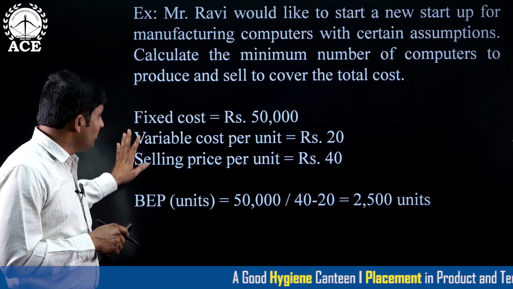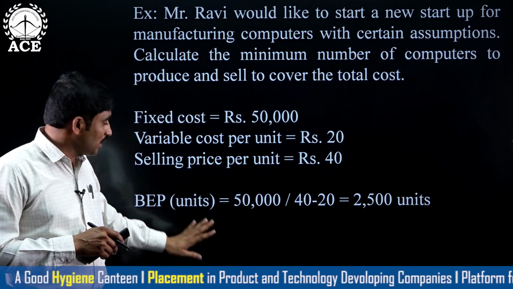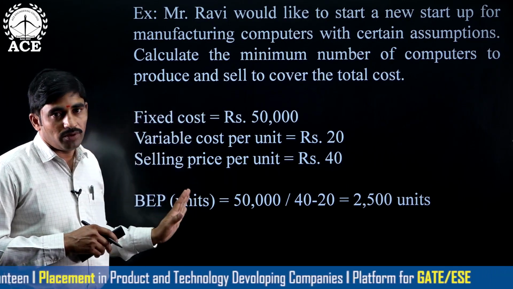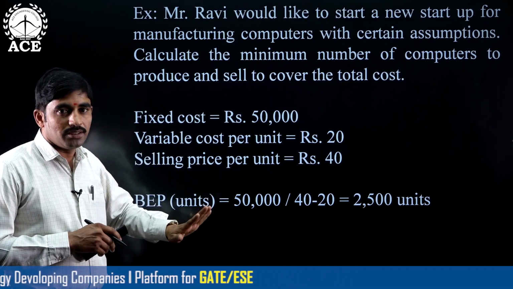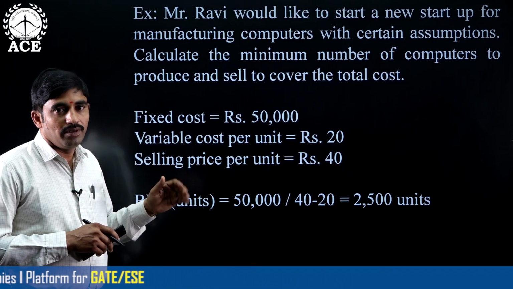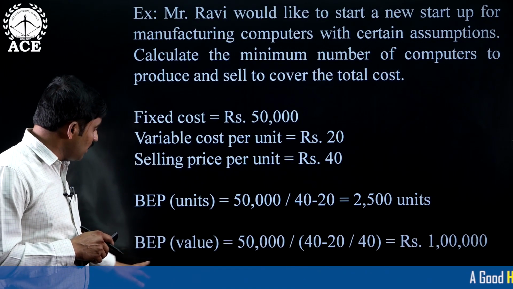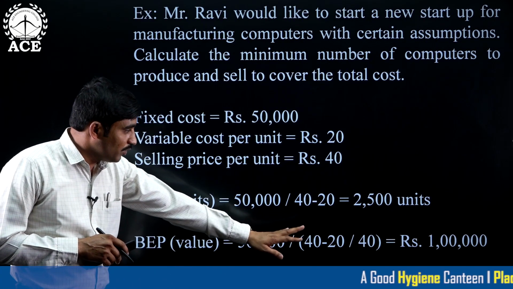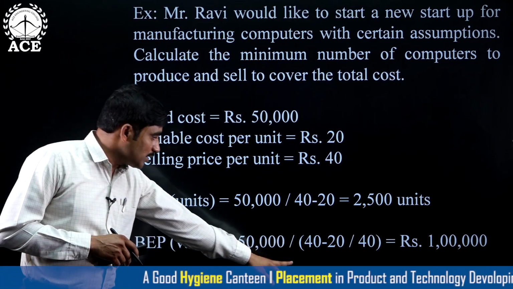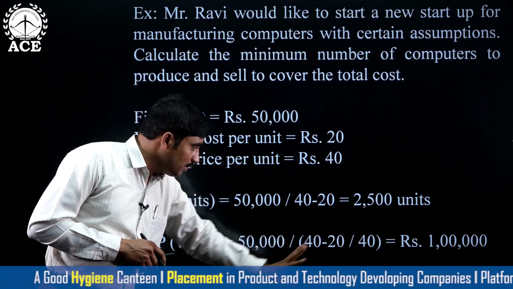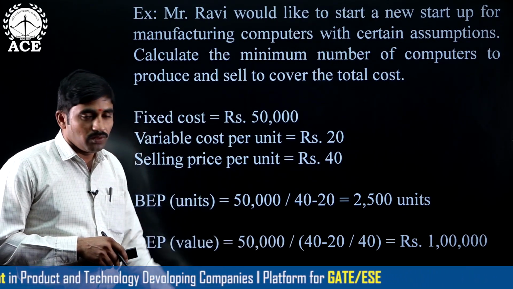It means that he must produce 2500 units to attain the break-even point, where there is no profit and no loss. It means that whatever the cost he has incurred in manufacturing computers will be recovered. And also we can calculate the break-even point in terms of value or currency by using the formula fixed cost by selling price per unit minus variable cost per unit, by selling price per unit, where the break-even point value equals 1 lakh rupees.